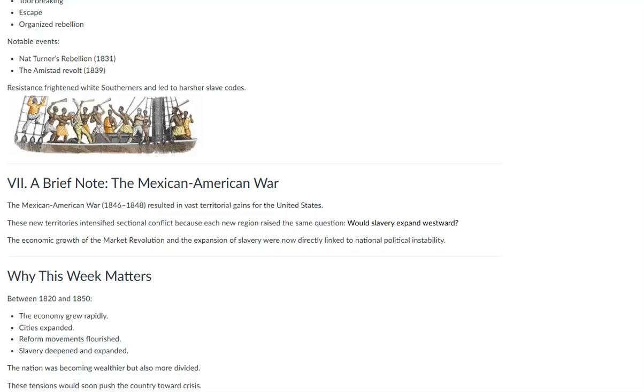So between 1820 and 1850, what we see are cities growing, reform movements growing and gaining momentum, slavery intensified, resistance persisted, and sectional tensions deepened. And the United States was growing richer and more powerful, but it was not growing more united. And these contradictions of the era would soon push the nation towards crisis. And understanding these contradictions really helps us understand why compromise became increasingly impossible.